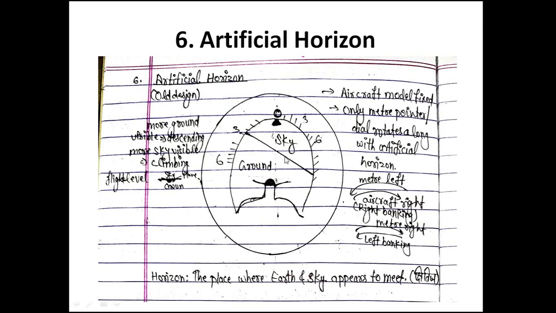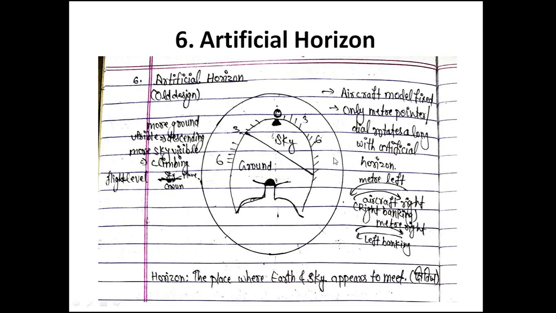And this line in the artificial horizon indicator or instrument indicates the horizon. This is the ground, the downside, and the upper portion indicates the sky. The ground will be in brown color and the sky will be in blue color. Now this instrument will show you whether you are climbing or descending, and also the degree of banking. The aircraft model is fixed in this meter. This point, this arrow, and this aircraft model are fixed. Only the meter or pointer or dial rotates along with the artificial horizon.